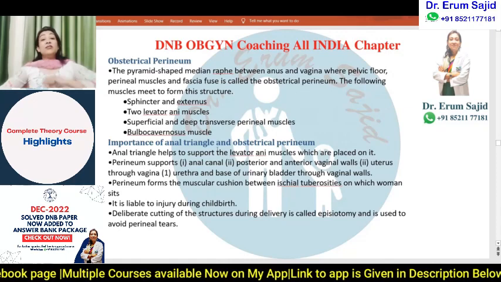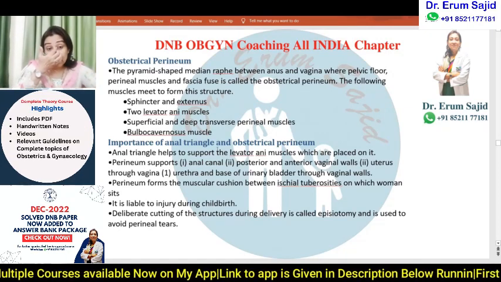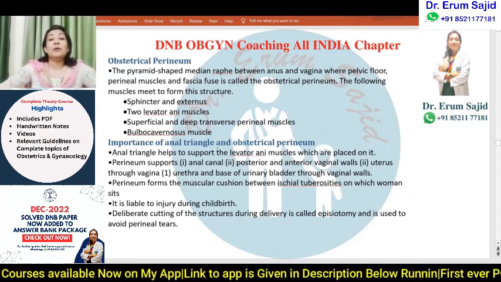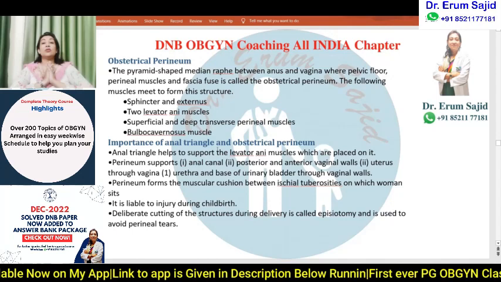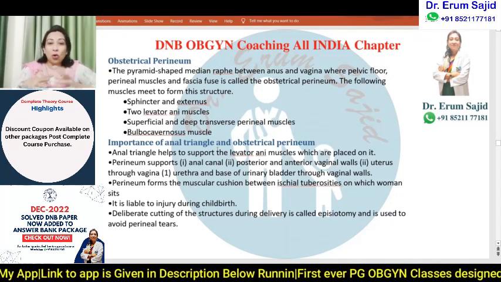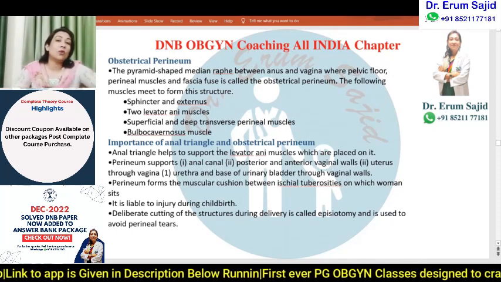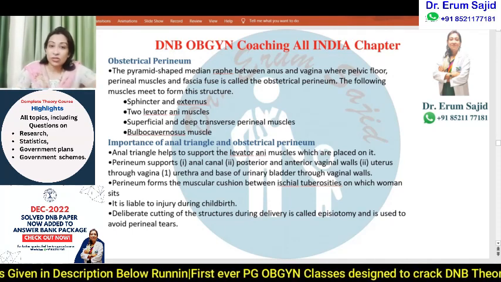Next will be the obstetrical perineum. See, importance is basically, again, I would say the pyramid-shaped raphe between the anus and vagina where the pelvic floor, perineal muscles and fascia fuse is called the obstetrical perineum, and the following muscles meet to form its structure. So all these things are just different facets of the same thing that we were talking about. Not so much asked in the exams.